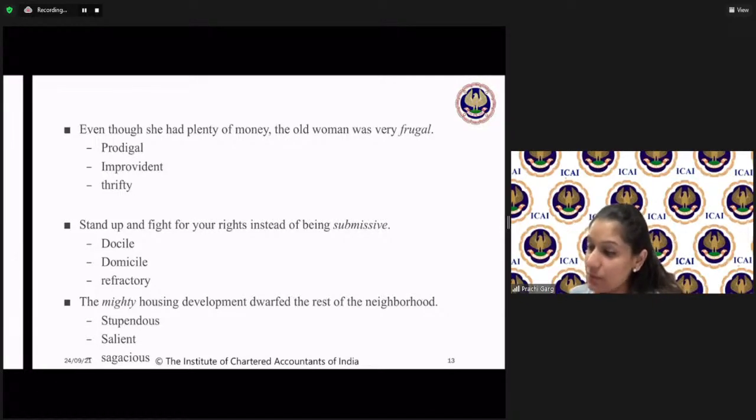Even though she had plenty of money, the old woman was very frugal. So the answer is thrifty. Stand up and fight for your rights instead of being submissive. The answer is docile. The mighty housing development dwarfed the rest of the neighborhood. Stupendous. All right.